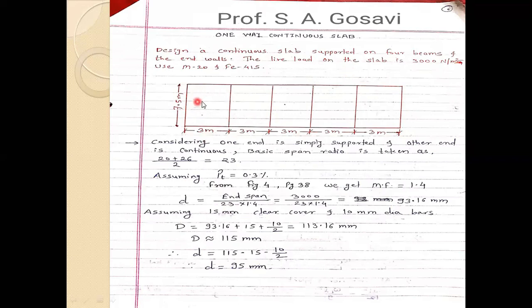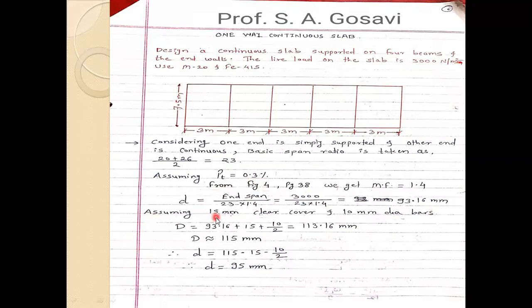So we will consider this end panel and this condition. Now the depth is equal to span divided by 20 into modification factor. This modification factor is 1.4, calculated from page number 38, figure number 4. I hope you are clear with how to look at this figure number 4. Again, you see that our assumed percentage of steel is 0.3. From this, you get the value of d as 93.60.